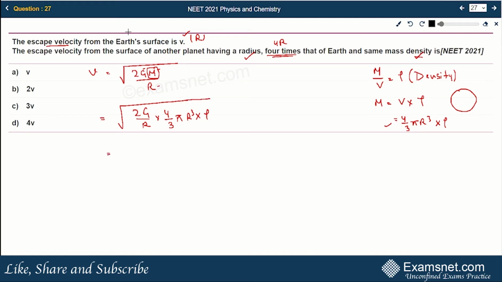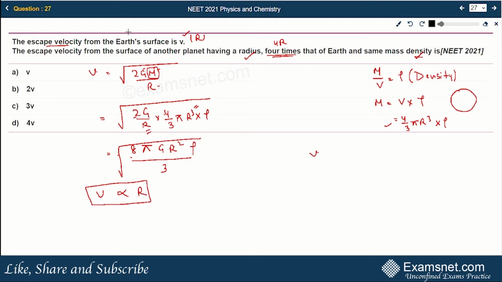Okay. Now if we solve this, then 2 into 4 will be 8 pi G r square. Why? Because 1 r will cancel 1 r here. So r square will be left into density divided by 3, and all will be under the root. Now here you can see that the escape velocity is proportional to root under r square, that means r. So the escape velocity is proportional to radius.